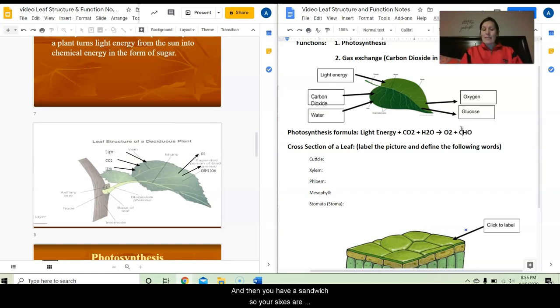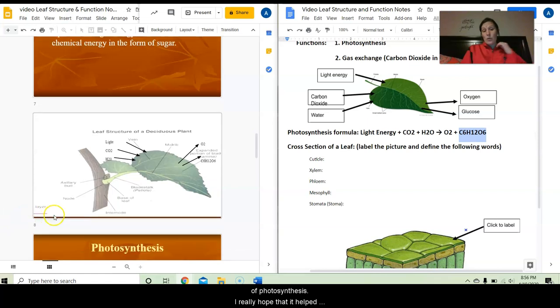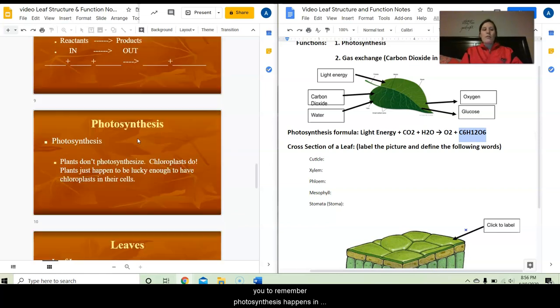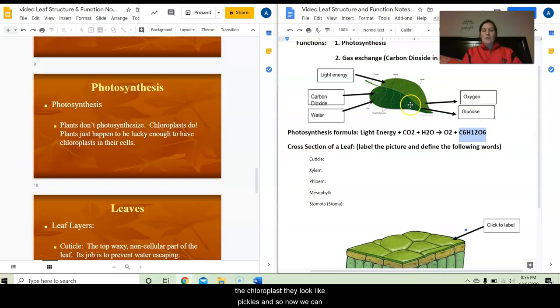And then you have a sandwich. So your 6's are on the outside and your 12 is in the middle. All the good stuff's in the middle. All right, so that is glucose's formula, C6H12O6. This has all been a review of photosynthesis. I really hope that it helped you to remember photosynthesis happening in the chloroplasts. They look like pickles.